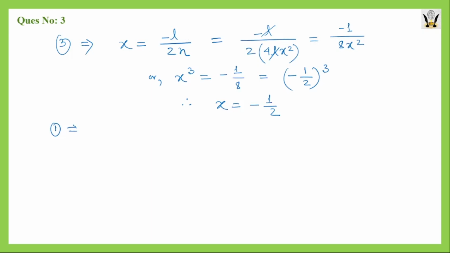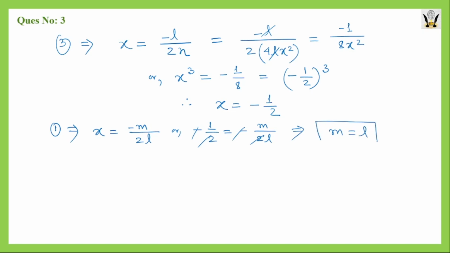So from the first equation, x is equal to minus m by 2l. If we put the value of x that we have obtained in the previous step, then minus half will be equal to minus m by 2l. So minus minus will cancel each other, 2 will cancel each other. So from here we can say m will be equal to l.